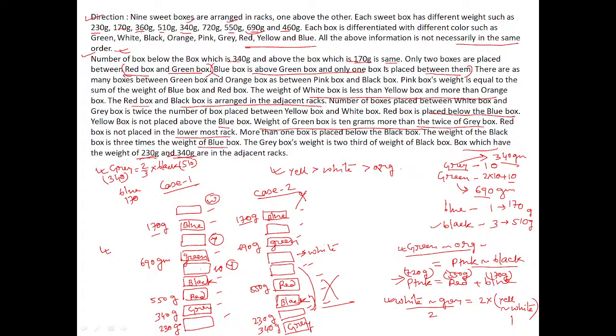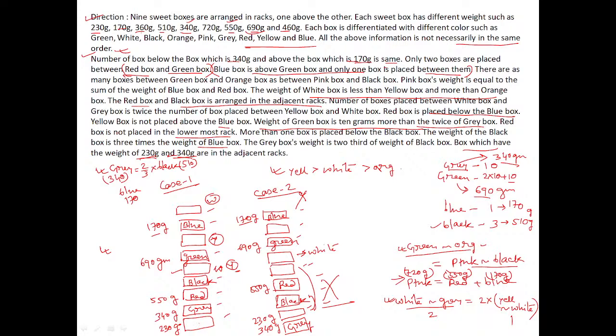If orange is in either of the 2 places, orange is here, or orange is here, but yellow is already occupied in this place, no? This place is already occupied. This box I am talking about, this box by yellow. So for the green and orange, and pink and black condition, pink can't be here because it's already occupied by yellow, so pink must be here.